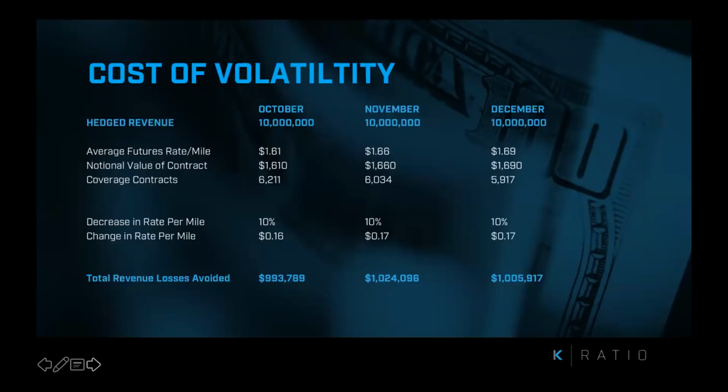If the rates were to decrease by 10%, the change in rate per mile would be 16 cents, and the total revenue losses avoided for broker X that initiated that coverage would be $993,000 singularly for the month of October. Likewise, November, 10 million miles, savings of $1,024,000 on a 10% movement. If we go back to that first slide, we're remembering the movement has been a lot more significant over this last 12-month time period.